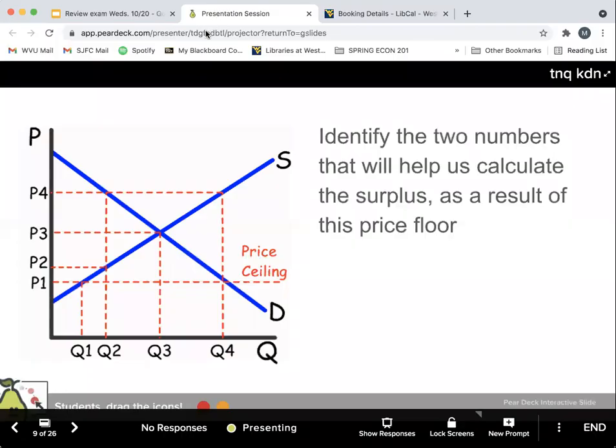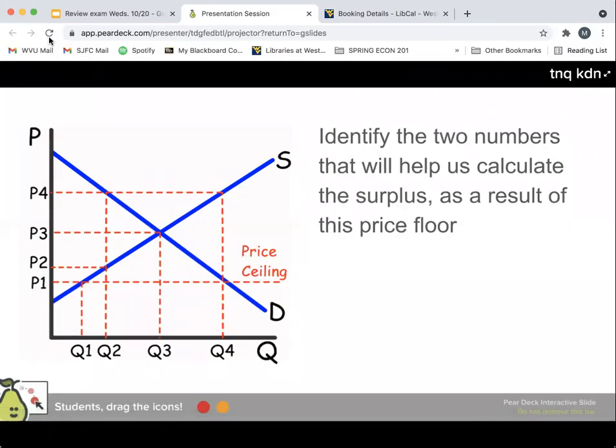So moving on to the next slide. Now we're looking at the same thing, so don't look at this. We're still looking at a price ceiling here. So identify the two numbers that are going to help us calculate, not a surplus, but it is going to be a shortage. Sorry, a few typos.